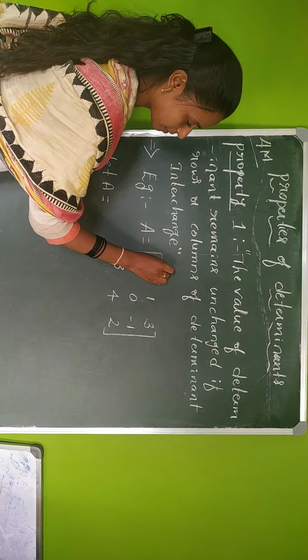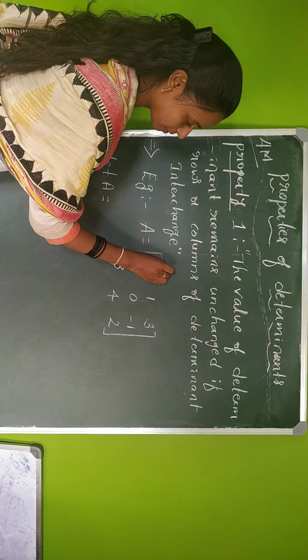So here, 2 into 4 is 8, minus 1 into 5 is 5, 3 into 4 is 12. And what is this? 8 minus 5 is plus 3, plus 3 plus 12 is plus 15. I'll call this equation 1.